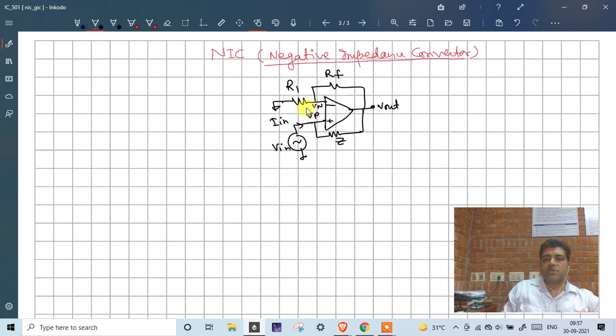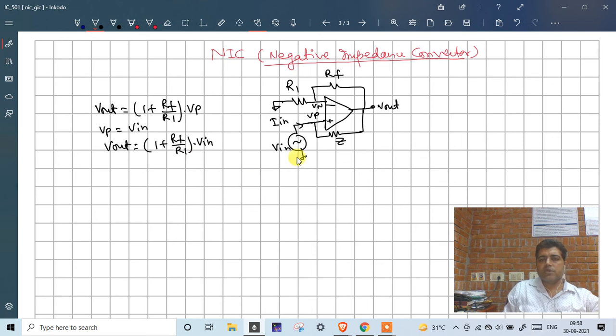Now let us see what happens. This particular circuit looks like a non-inverting amplifier. So V out equals 1 plus RF by R1 into VP. My VP is equal to V in. That's why V out equals 1 plus RF by R1 into V in. Suppose RF equals R1, then V out equals 2 into V in. So my output voltage is twice the input voltage.